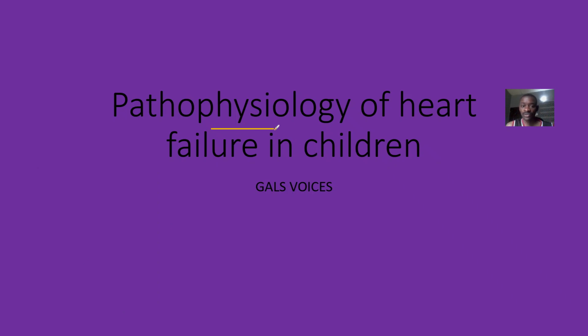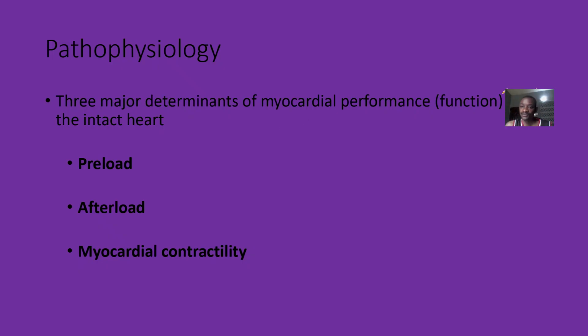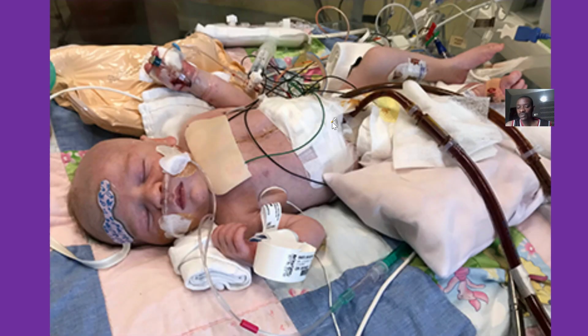Now, up next, we're talking about the pathophysiology of heart failure in children. Pathophysiology is you're trying to look at how this disease actually came about. Do you understand? So what actually affects the heart to make it stop working properly is actually three things.